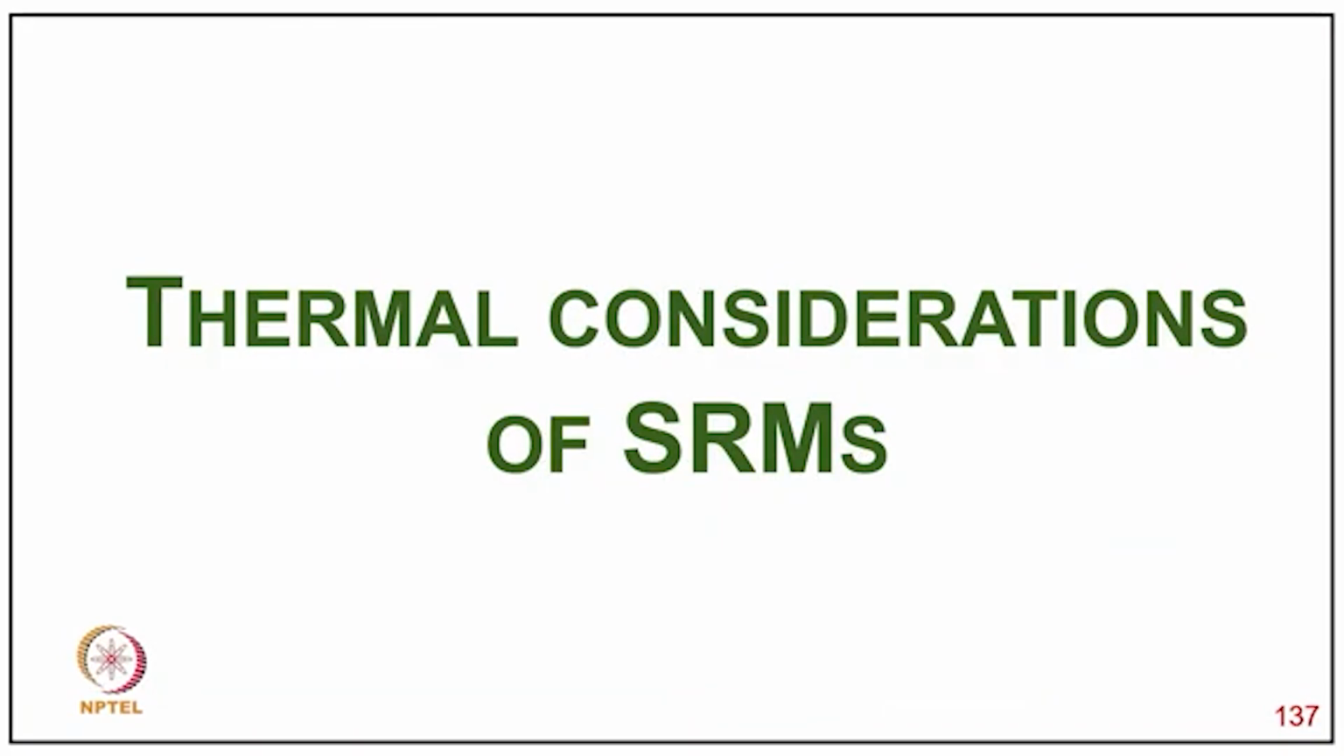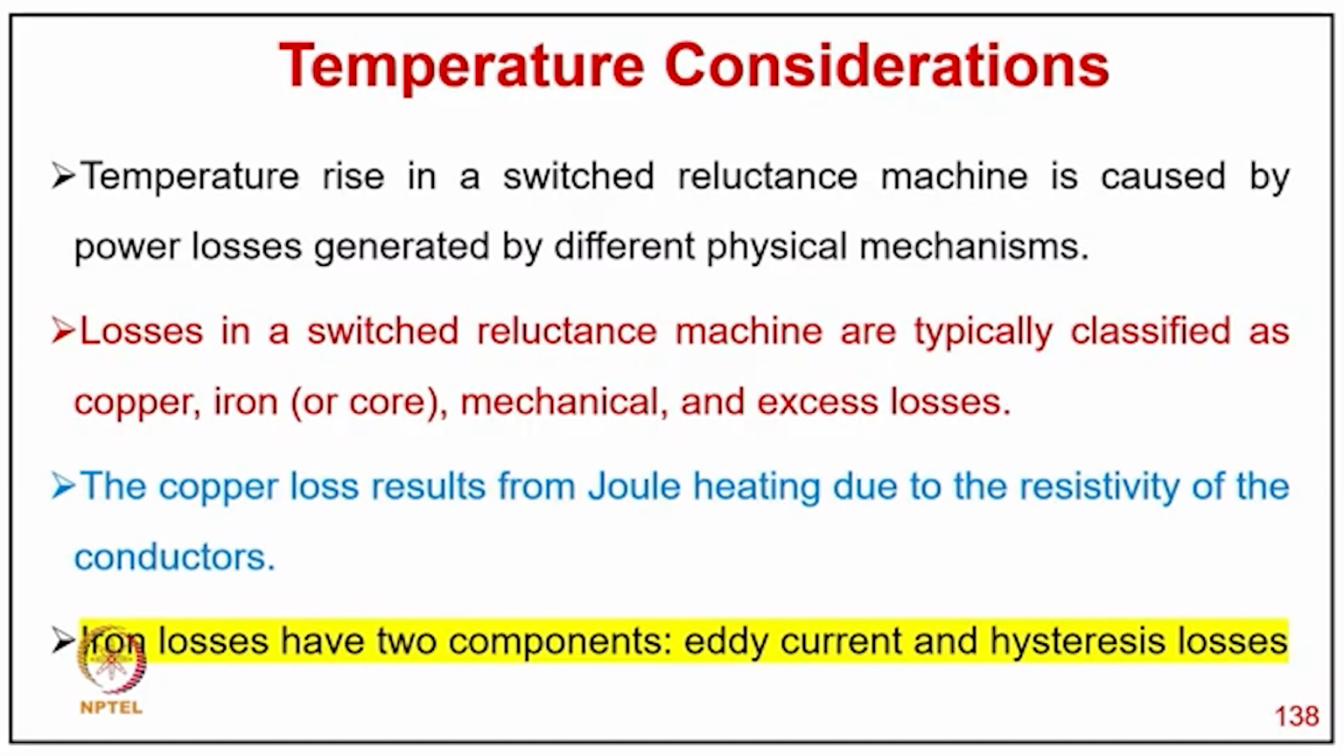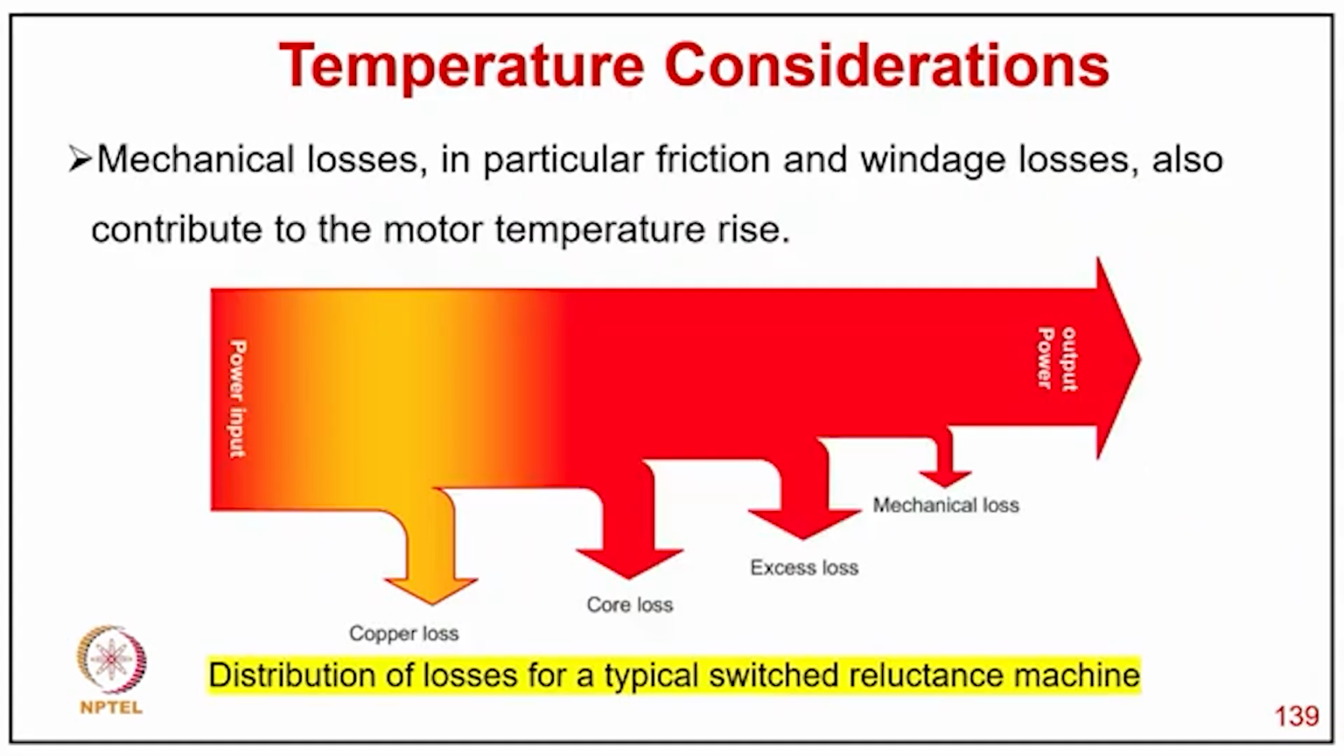Now coming to thermal consideration of the SRM. Temperature rise in a reluctance machine is caused by power losses generated by different physical mechanisms, and losses in reluctance machine are typically classified as copper, iron (core), mechanical and axial losses. Copper loss results from Joule heating due to the resistivity of the conductor, and core losses have two components, eddy current and hysteresis losses. Mechanical losses, in particular friction and windage losses, also contribute to the temperature rise. Starting from power input, we have the distribution of the losses as copper loss, then core loss, then axial loss, then mechanical loss, and then power output.